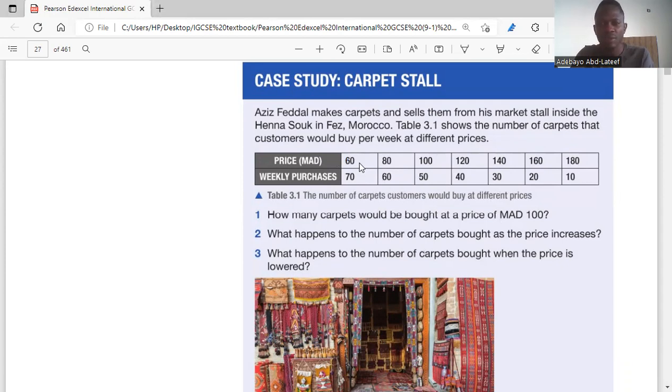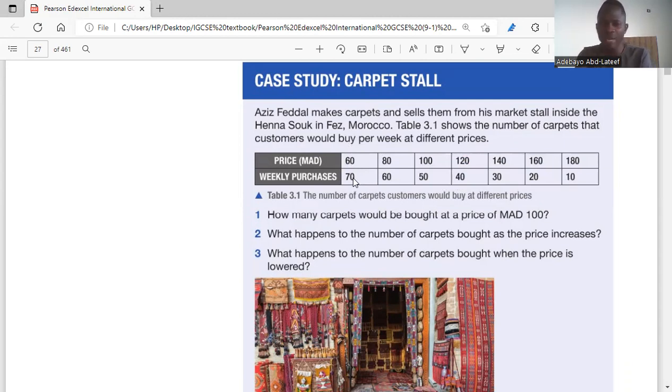Okay, so for the price of 60, for the price of 80, for the price of 100, 120, 140, 160, 180. So the weekly purchase, that means the quantity demanded. At the price of 60, 70, at the price of 80, 60, at the price of 100, 50, at the price of 120, 40, and so on. So the lowest price here is 60, and the highest price is 180. The lowest quantity is 10, and the highest quantity is 70.